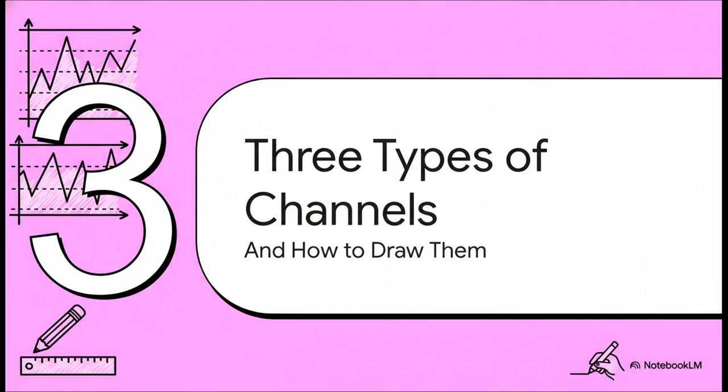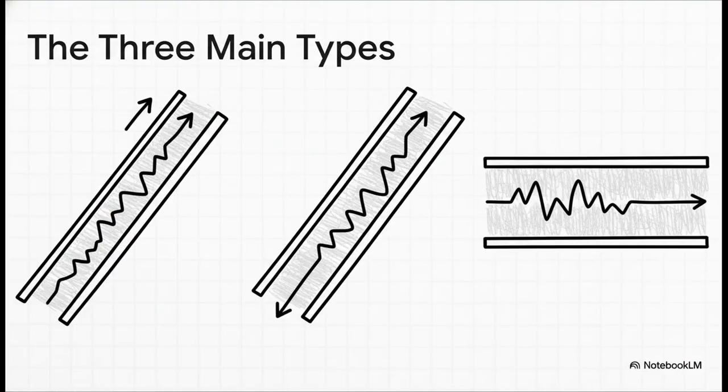Okay, so now that we know what they're made of, let's look at the different kinds you're going to see out in the wild, and, most importantly, how you can draw them for yourself. There are really three main flavors. You have an ascending or up channel, where the price is making higher highs and higher lows. Then there's a descending or down channel with lower highs and lower lows. And finally, a horizontal channel, which is when the price is just moving sideways in a range.